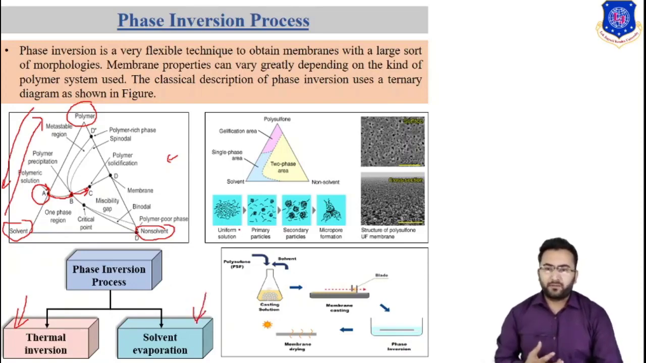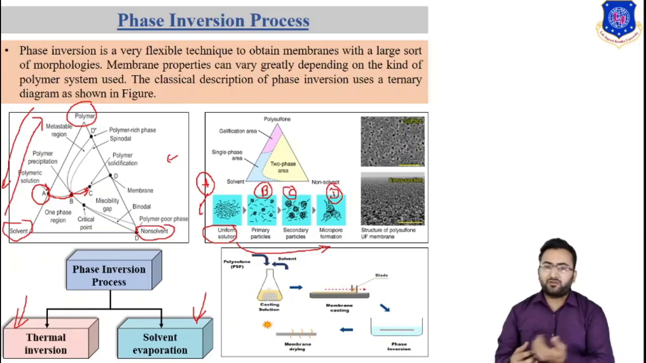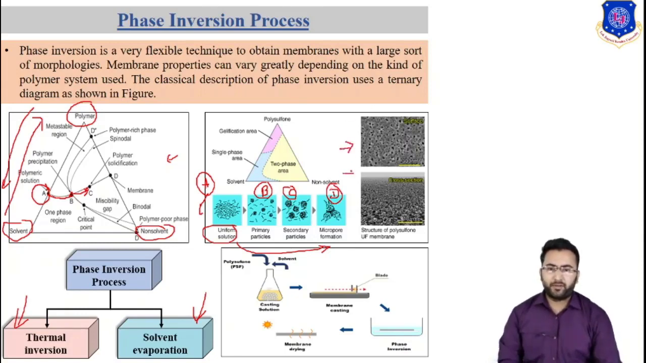So if we go from this uniform solution to the polymer side, or we can say from point A to point D, we get this type of membrane. This image reflects point A. This image reflects point B. This image is for point C, where the two phase region is made, and this is point D, where the membrane is completely developed, and we separate the solid from that material, so the pores of the membrane form. And this is an SEM image of the membrane.